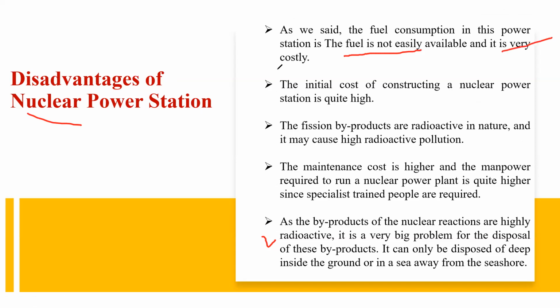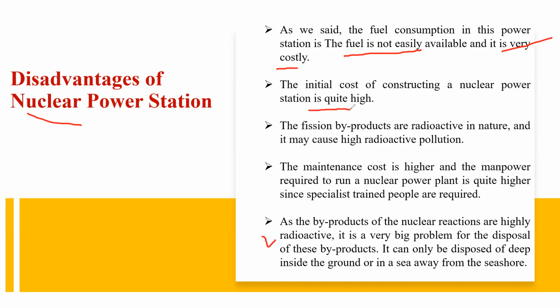There is one advantage, that you can produce a large amount of electrical energy by using a low amount of fuel, but at the same time there is an issue with the cost. Its cost is very high. So the cost of uranium, that is U-235 or the isotopes of uranium, is very high, so it is a very important point. Then second, the initial cost of constructing a nuclear station is quite high.